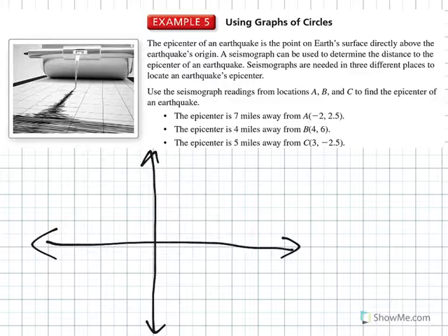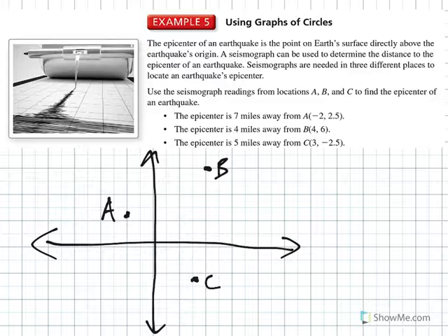And so we have A at (negative 2, 2.5). So if I go negative 2 and up about 2.5, there would be approximately the A sensor. B is at (4, 6). So 1, 2, 3, 4, 6 would be B. And then C is at (3, negative 2.5), so it would be about right there. And then it tells us how far the epicenter is away from each one. So it actually measures the distance.